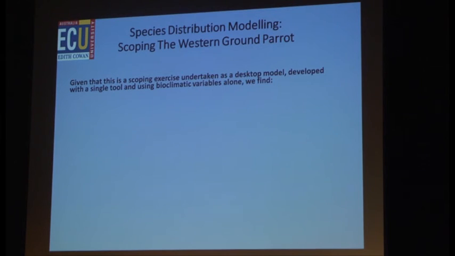And we found that, given that this is a scoping exercise undertaken as a desktop model, developed with a single tool and using bioclimatic variables alone, and any other caveat that anyone else can think of, we find modelling contractions and potential distribution comply very strongly with observed declines in the field.